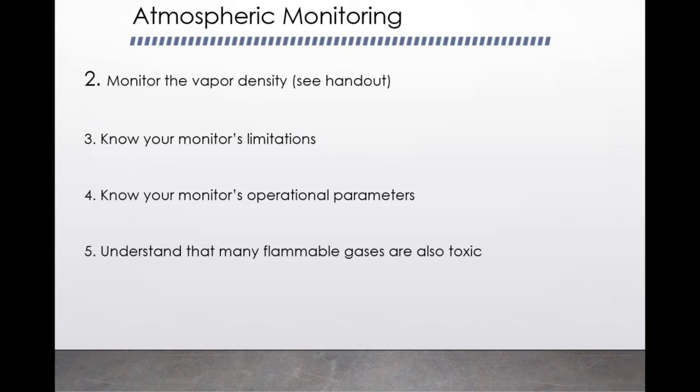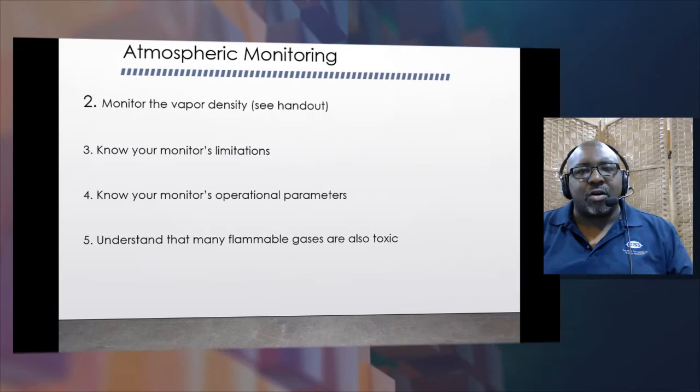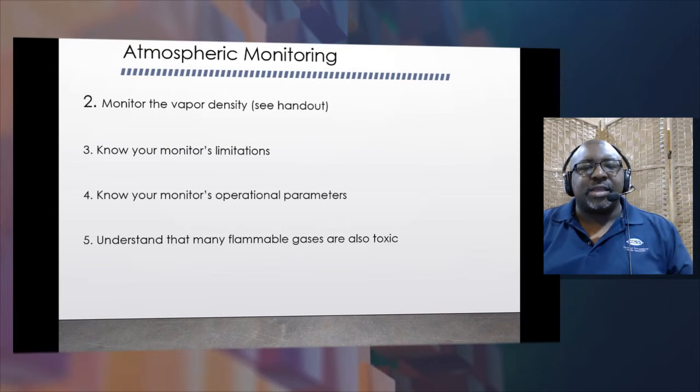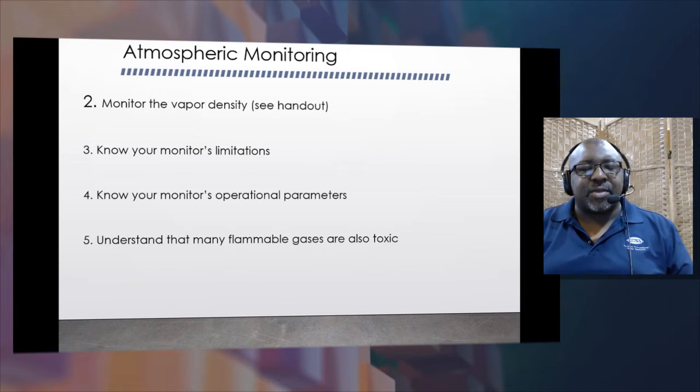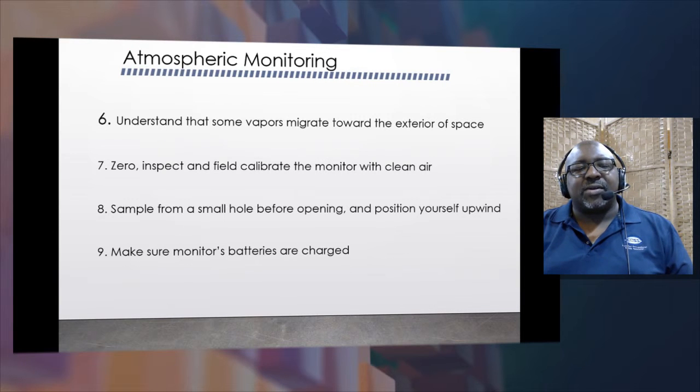So know your monitor's limitation. You have to really be familiar with your meters. Your meters will have known triggers, which is going to give your alarms. So at those known values, then it's time to get out of that space. You want to monitor your operating parameters, so you have to know your monitor's operating parameters, and then understand that the flammable gases are also toxic. So you may have a condition where there's flammable gases there. You might also need to wear a respirator at that point.